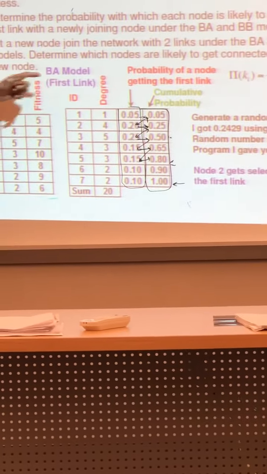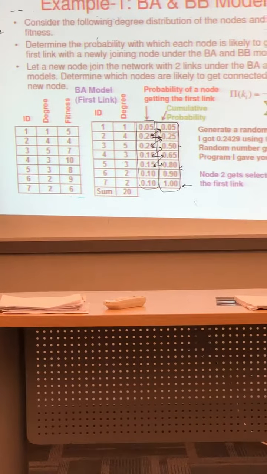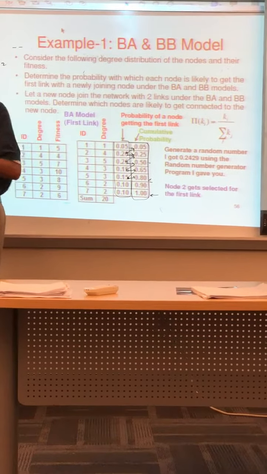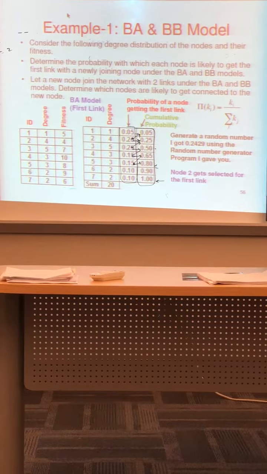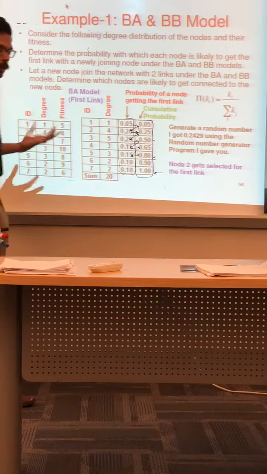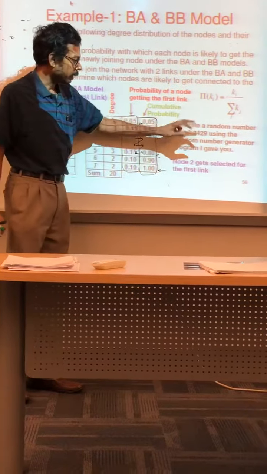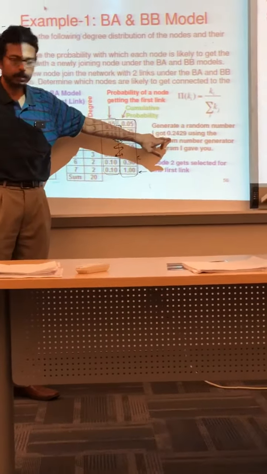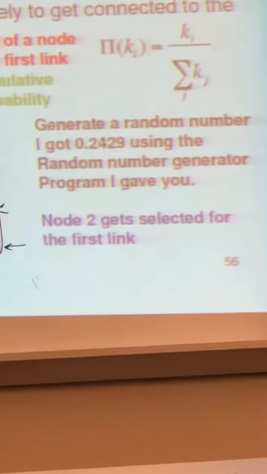So why do we calculate the cumulative probability? Because again our ultimate goal is to pick one among the 7 nodes, right? So after we find the cumulative probability, we generate a random number between 0 and 1. Okay? So you know how to do that. Just use an Excel spreadsheet and generate a random number. And let us say the random number that I get is 0.2429.